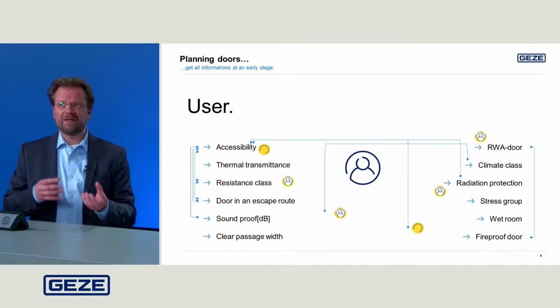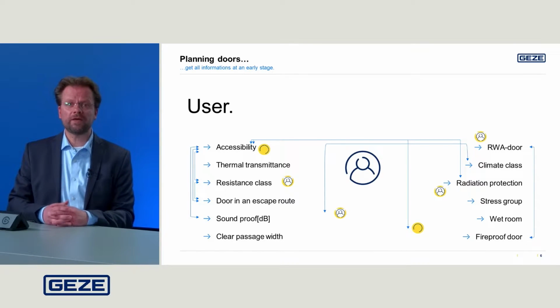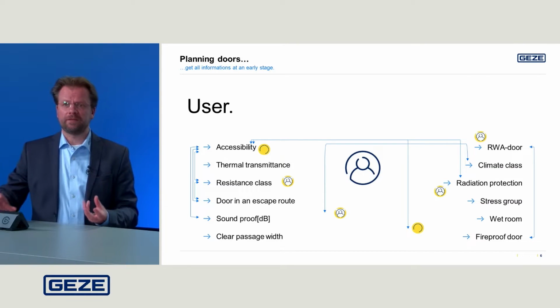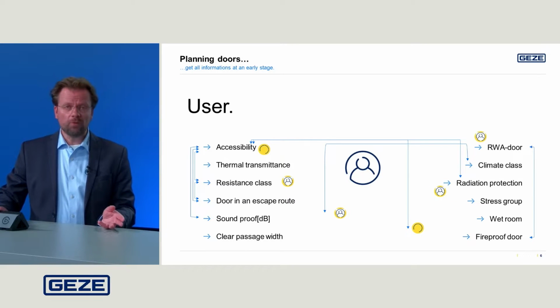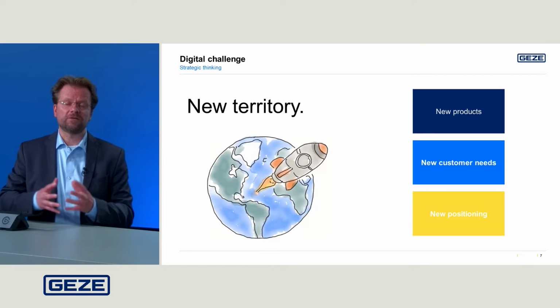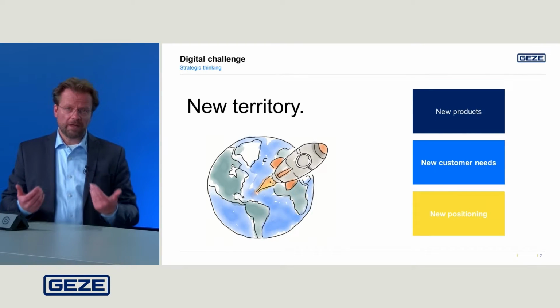So we should talk. We should talk in the first place. We should talk and get the information into our planning. And how can we do this? So there we are. This is BIM. This is the process we are starting from. And it is a new territory for you and for us.